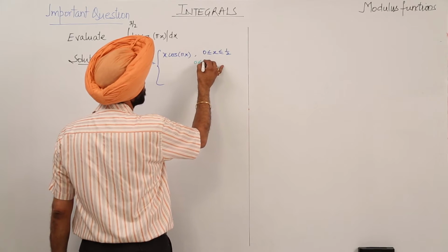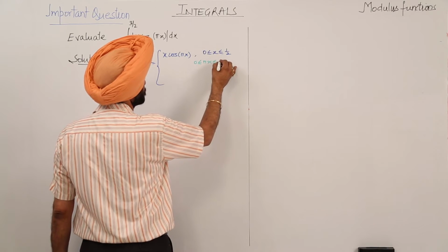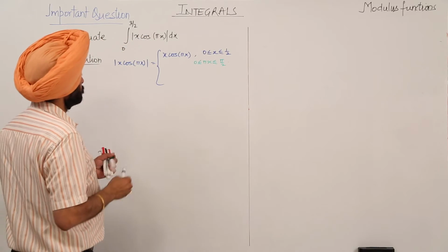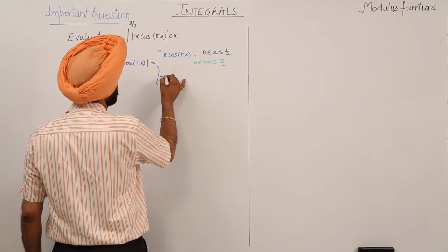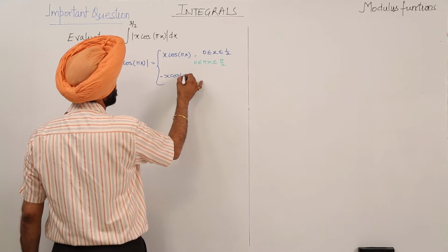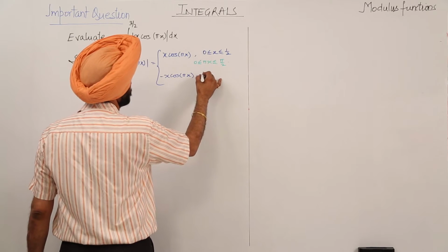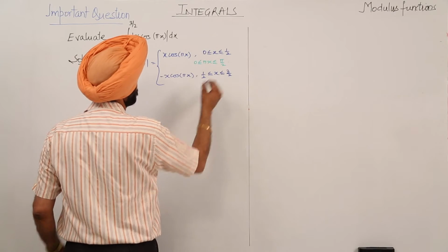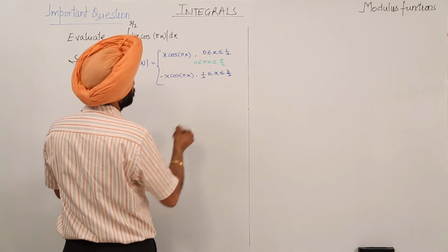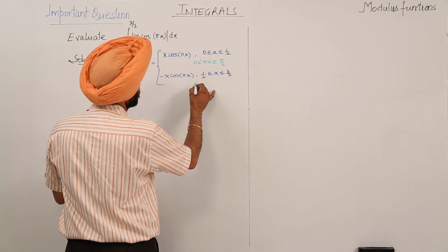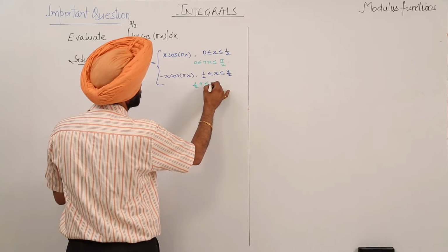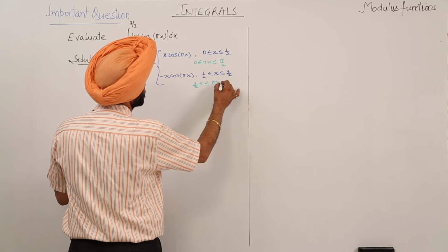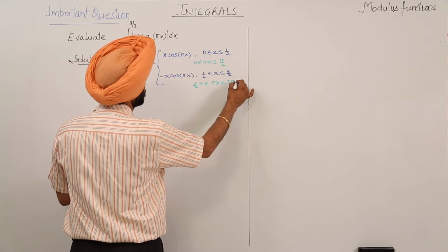0 ≤ pi x ≤ pi by 2, multiplying by pi. Okay, and negative of x cos pi x when 1/2 ≤ x ≤ 3/2. Again on multiplying by pi, what we are getting is pi/2 ≤ pi x ≤ 3 pi by 2.